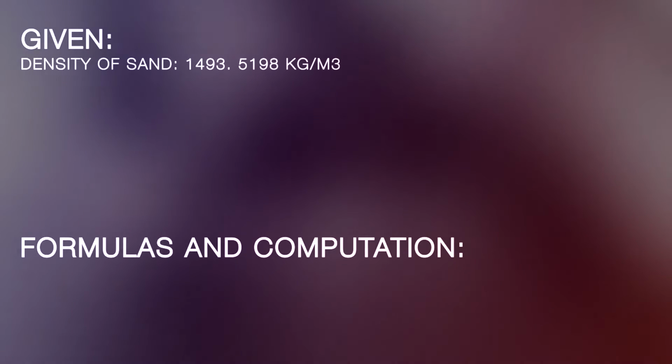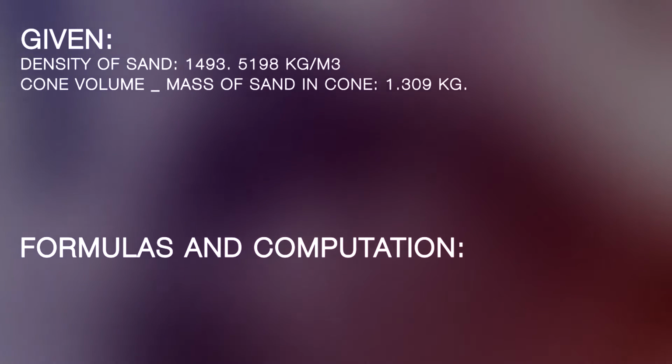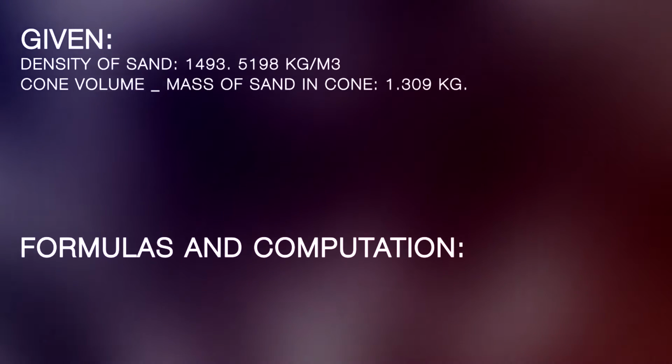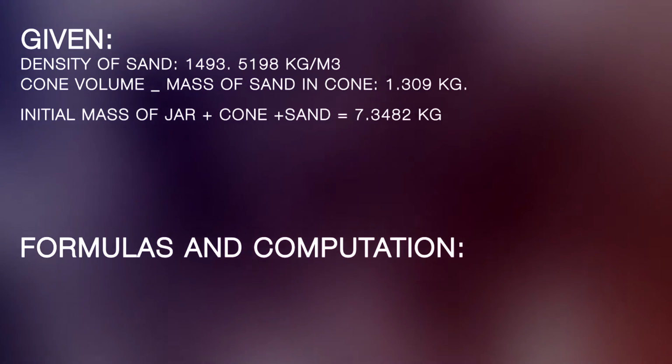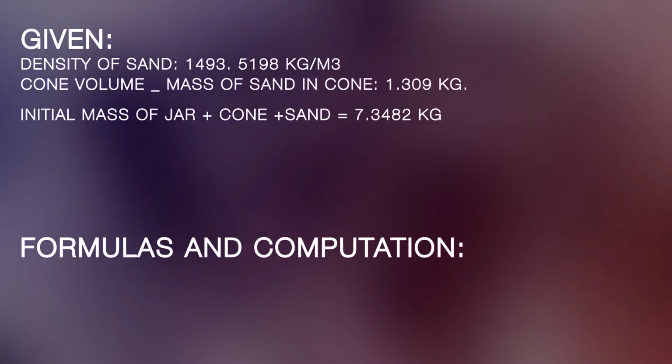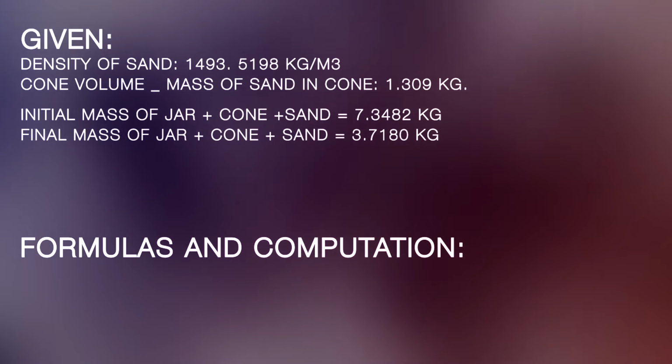Data and results. We have 2 given values, which are the density of the sand, 1493.5198 kg per meter cube, and cone volume in terms of mass, which is 1.309 kg. We obtained in the experiment the initial mass of jar plus cone plus sand, which is 7.3482 kg, and final mass of jar plus cone plus sand, which is 3.7180 kg.